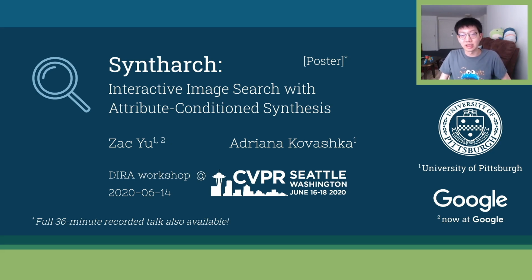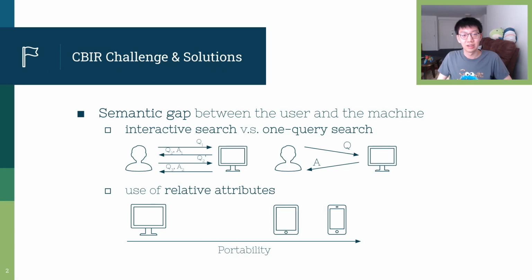Here we present Syntharch, an interactive image search method that uses synthesized images instead of textual queries to collect relevance feedback on attributes for content-based image retrieval, or CBIR, task. A key challenge of the CBIR task is to bridge the gap between the user's high-level concept and the machine's low-level representation of images. Indeed, in traditional web search, users issue text queries which need to be understood by the machine to return search results.